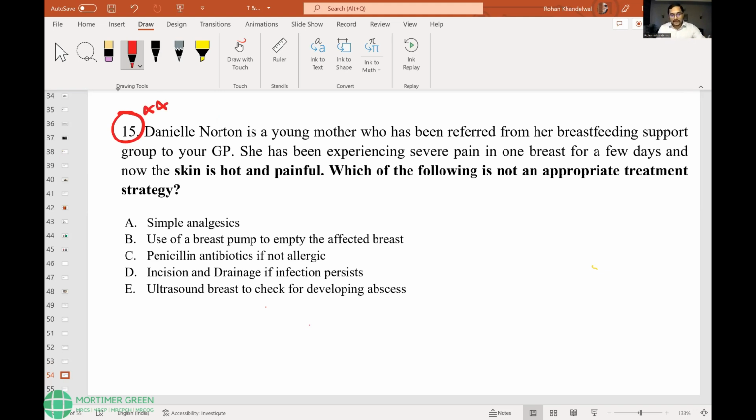Simple analgesics. Yes, we will use simple analgesics. Use of a breast pump to empty the affected breast. Absolutely. If you don't empty the affected breast, the bacteria will keep on growing. Penicillin, antibiotics, if not allergic, true. We know that amoxicillin plus clavulanic acid is the antibiotic of choice. Incision and drainage if the infection persists, and ultrasound breast to check for developing of breast abscess. This is true. D is false.